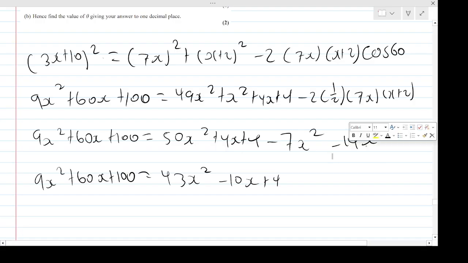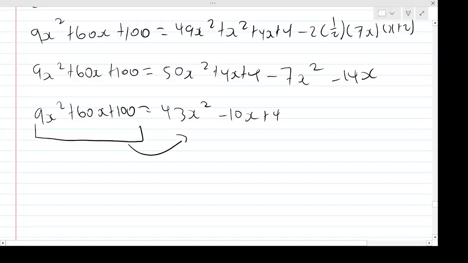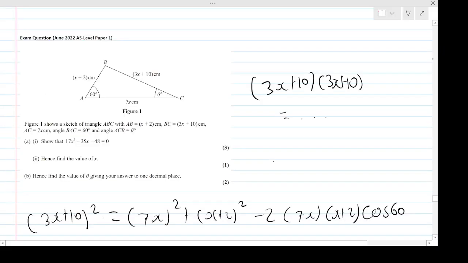Now I just need to move one side of the equation to the other. So I'm going to move the left side over. Then 43x squared take away 9x squared is 34x squared. Then minus 10x minus 60x is minus 70x. And 4 take away 100 is minus 96, equals 0. Cool. Okay, so that's a quadratic equation. Does that match what they've got here?